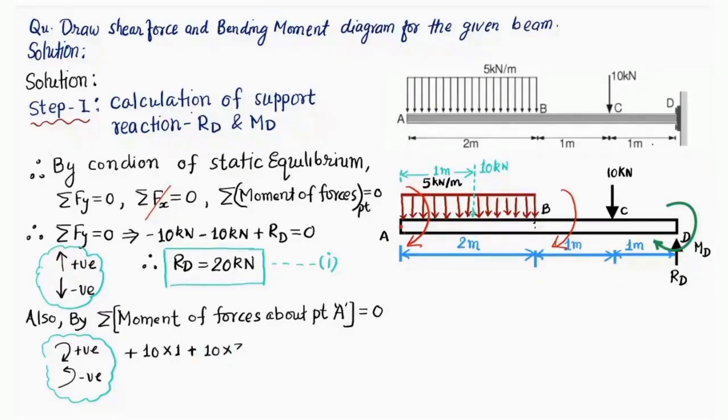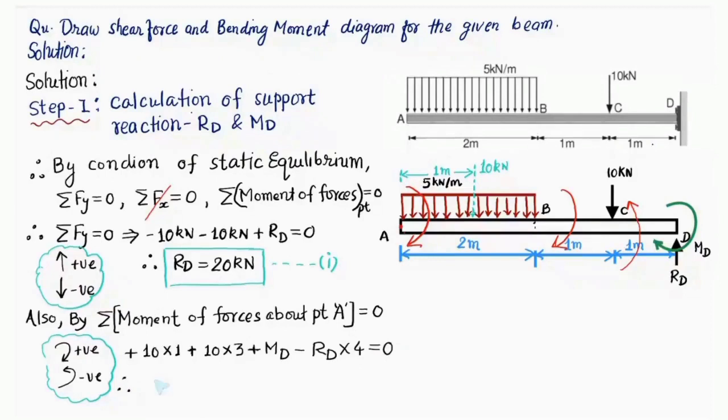So 10 into 3, and this is another clockwise moment acting on the beam, so this will produce clockwise rotation of the beam. So I'm going to call it positive again, positive MD. But this RD is going to rotate the beam in the anticlockwise sense, something like this. So this is going to be negative. So RD into this distance, that is AD, is 2 plus 1 plus 1, that is 4. So that is going to be minus RD times 4, and that is going to be 0, friends.